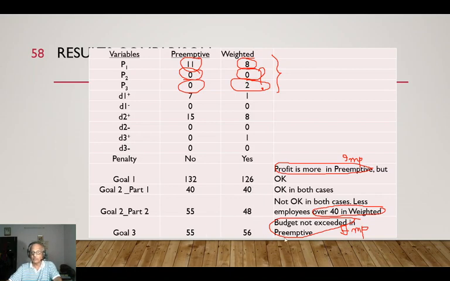Now for the goal 3, budget not exceeded in preemptive. So in preemptive method, the budget has not been exceeded. Now the question is, management has got a lot of insights from both these methods, whether they will give more priority to profit, or they will give more priority to employment. So whether they should change the priorities, or they should go and take the preemptive method. But there is a difference. So why there is a difference? So there is a difference in output results. So where is the catch?